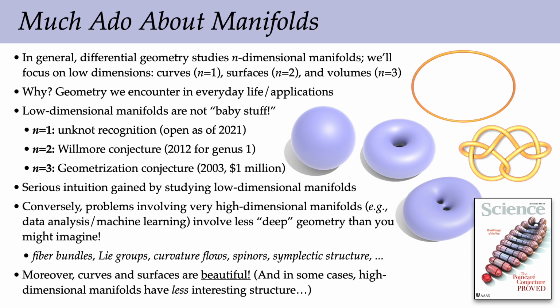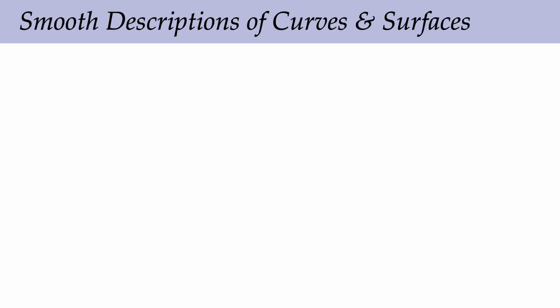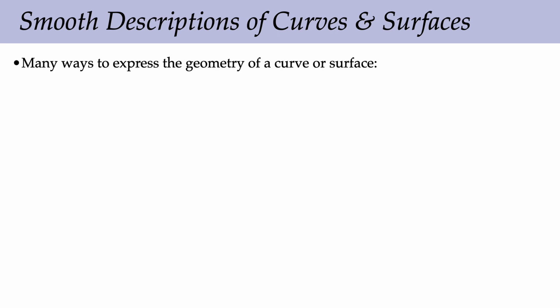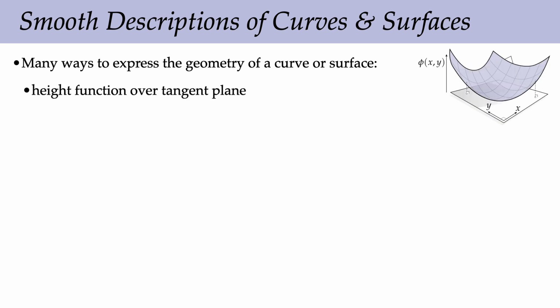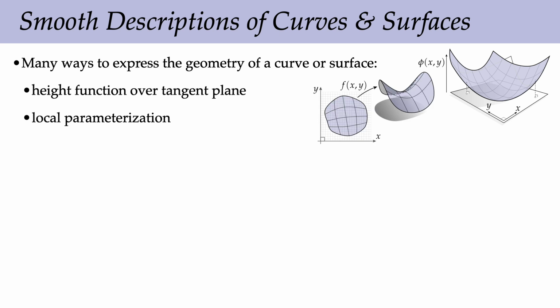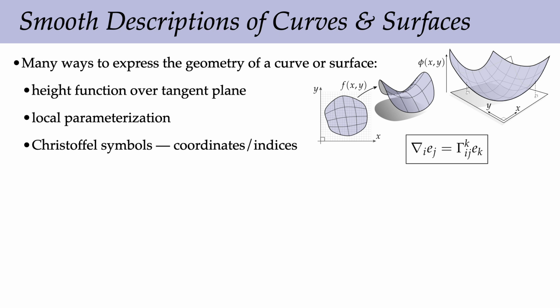So how can we talk about curves and surfaces? This is such an important topic that over the generations, people have come up with lots and lots of different ways, different languages, to express the geometry of a curve or surface. A very classic thing to do is to express the local geometry of a surface in terms of a height function over a tangent plane. We can write a surface as a local parameterization over, let's say, a piece of the plane. We can use what are called Christoffel symbols to explain some things about what is going on on surfaces.